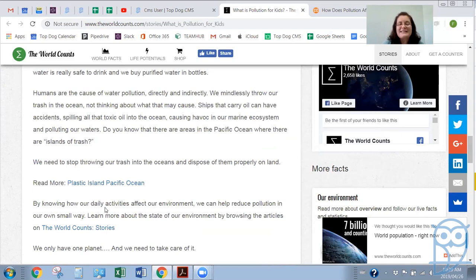Look at this conclusion. By knowing how our daily activities affect our environment, we can help reduce pollution in our own small way. Learn more about the state of our environment by browsing the articles on, and then you could make up a website, and that's a nice way to end an article because it's what we call a call to action. You are making your reader do something which contributes to the ideas you are exploring in your articles. It's actually quite a nice way to finish off an article.